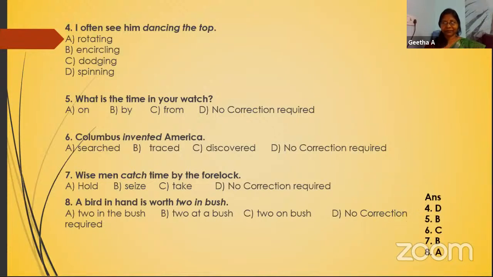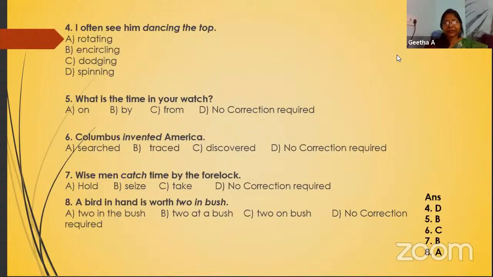There they come. Okay. So the fourth one is D, spinning. As you all said, I often see him spinning the top. Top usually spins, not dance. And what is the time in your watch is actually what is the time by your watch. According to your watch, what is the time? Because each watch shows different times, right? So what is the time by your watch is how you should ask. And Columbus, as you all know, it is discovered.